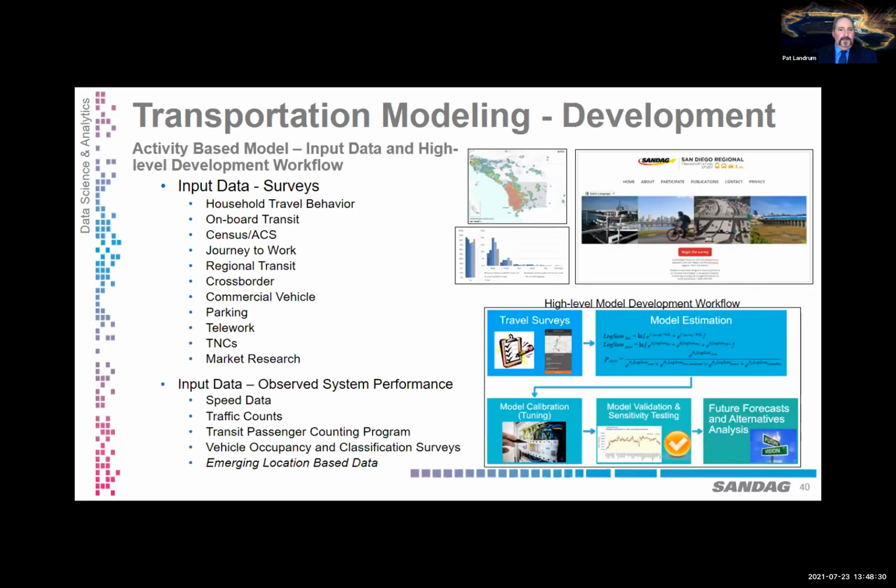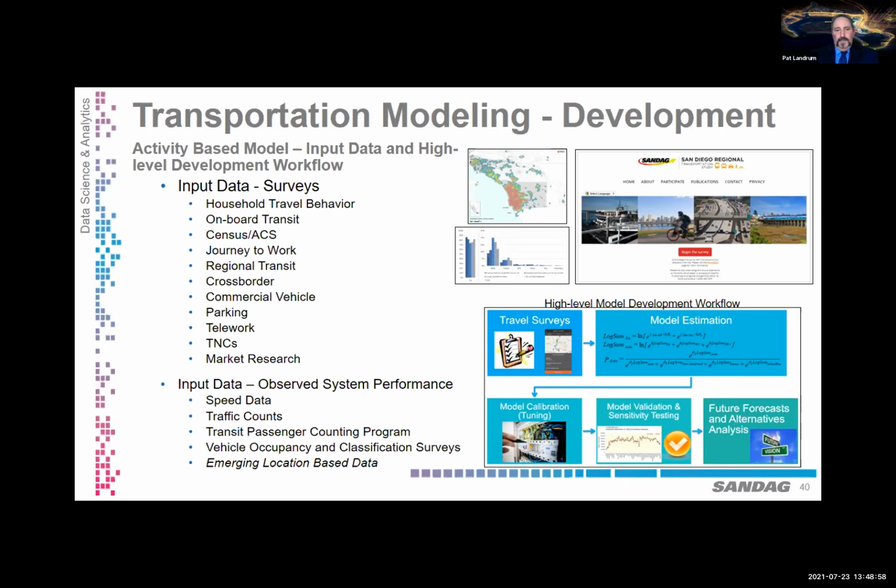Again, on the development side, and Cindy alluded to this in her presentation a little bit, the activity-based model takes a tremendous amount of input data: household travel behavior surveys, onboard transit, census ACS data, journey to work information, regional transit ridership, cross-border surveys, commercial, et cetera. There's just a tremendous amount of data that is utilized as inputs to the model.